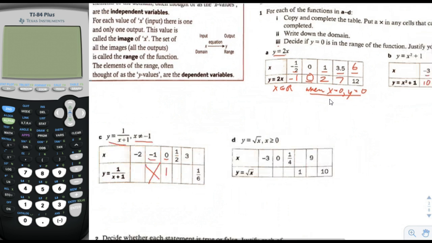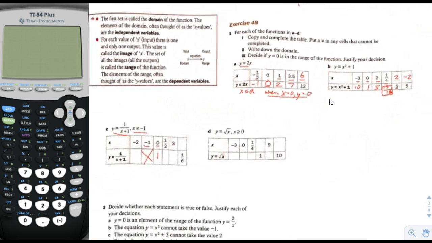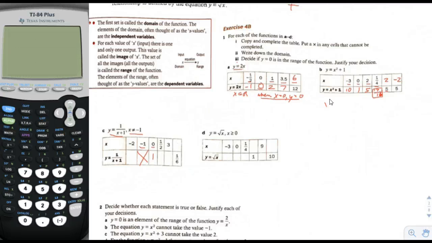Oh, by the way, we forgot to answer in B. We're supposed to write down the domain. The domain for this is going to be any real number. And then we're supposed to say whether y equals 0 is in the range of the function. Is there any way we can get y equals 0? Is there some x we could put in there and get y equals 0?